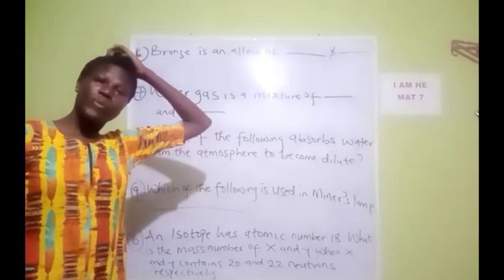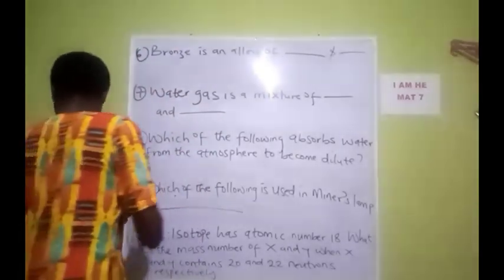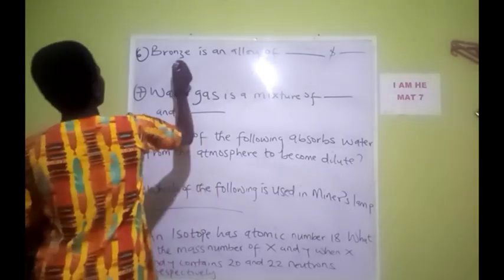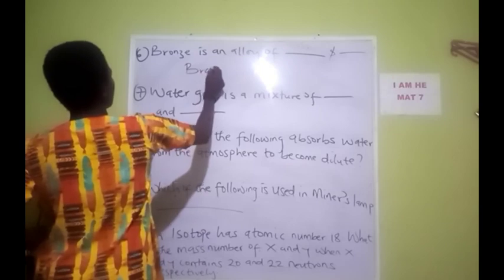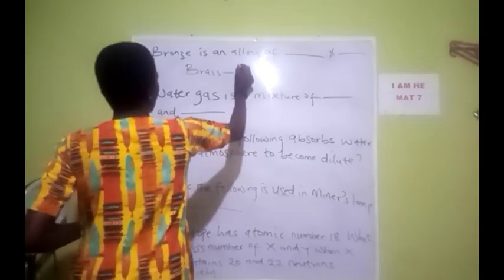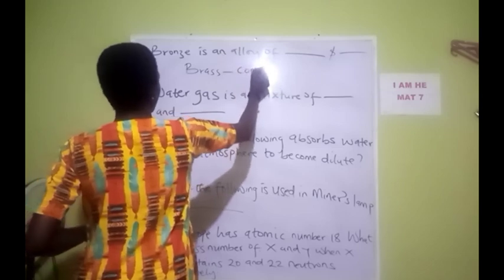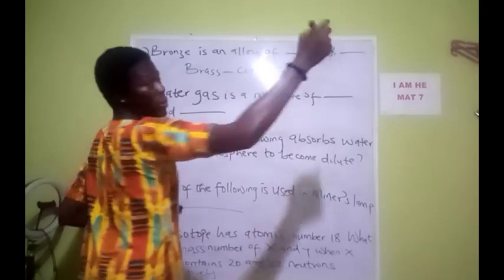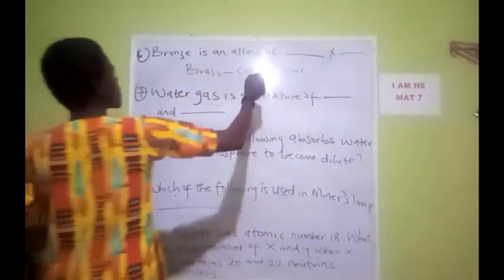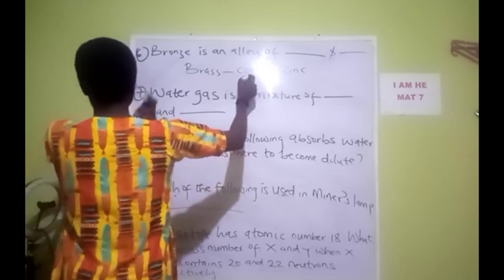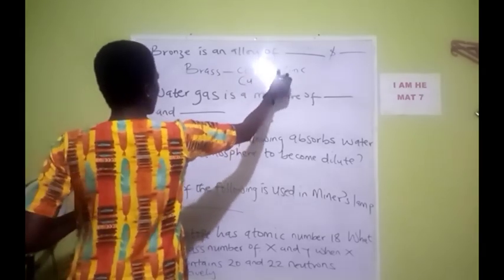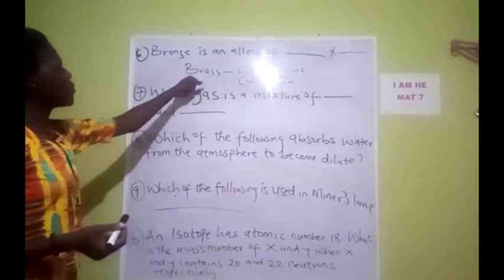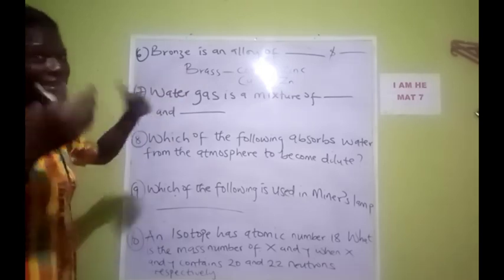Please take note, bronze and brass almost share the same thing. Brass is an alloy of copper and zinc. They might want you to use the chemical formula. The chemical formula for copper is Cu and zinc is Zn. That is for brass. You know, brass and bronze are almost the same thing, they sound alike.